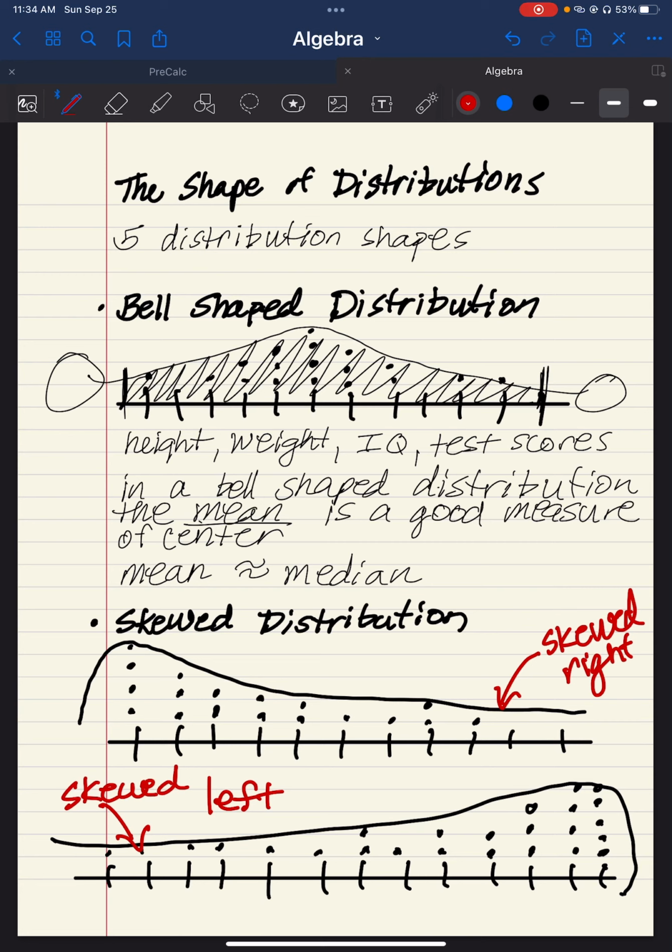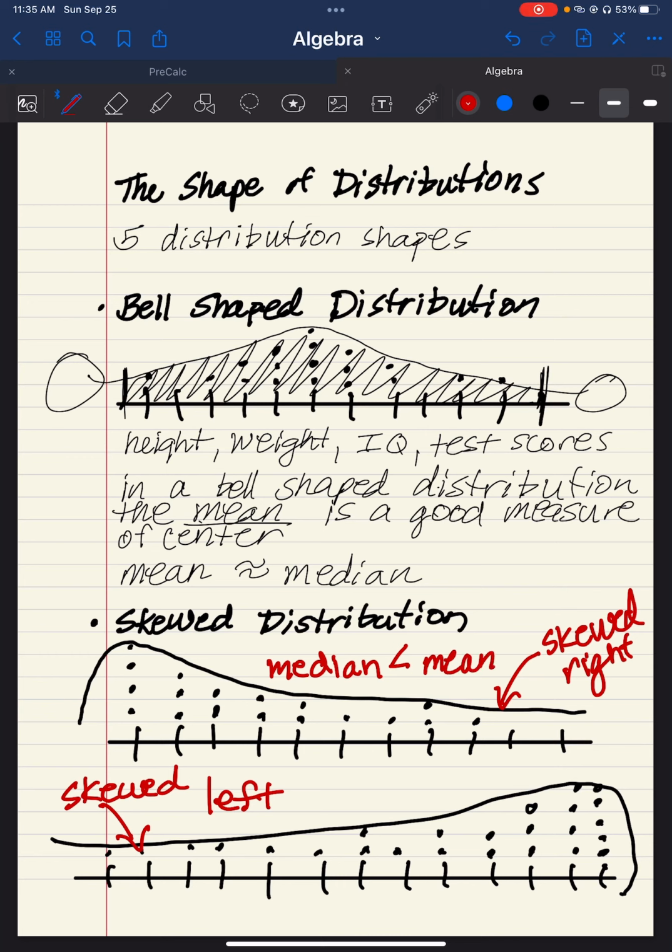First of all, we don't want to use the mean to measure the center. It's not a good measure of center. The median is much better. So yay for the median. And in this particular case, the median is going to be less than the mean.